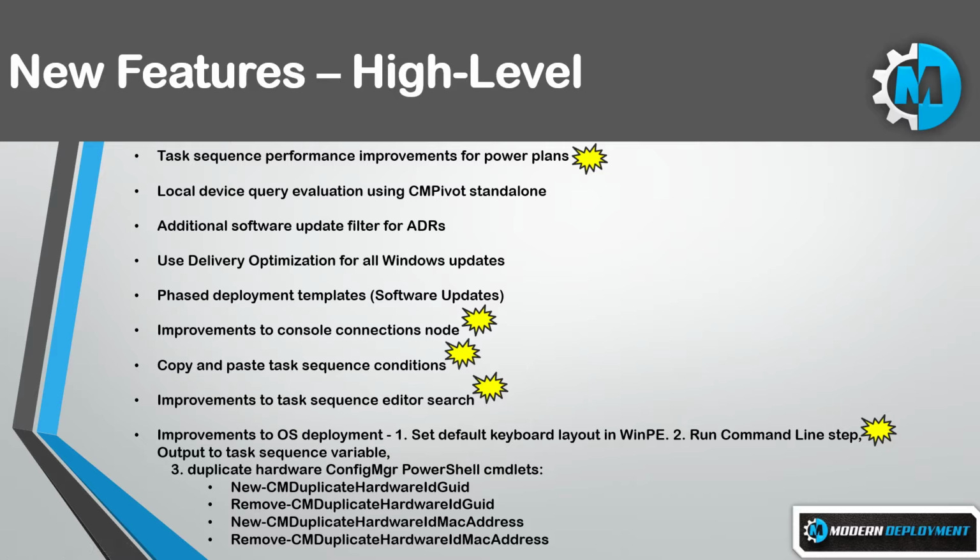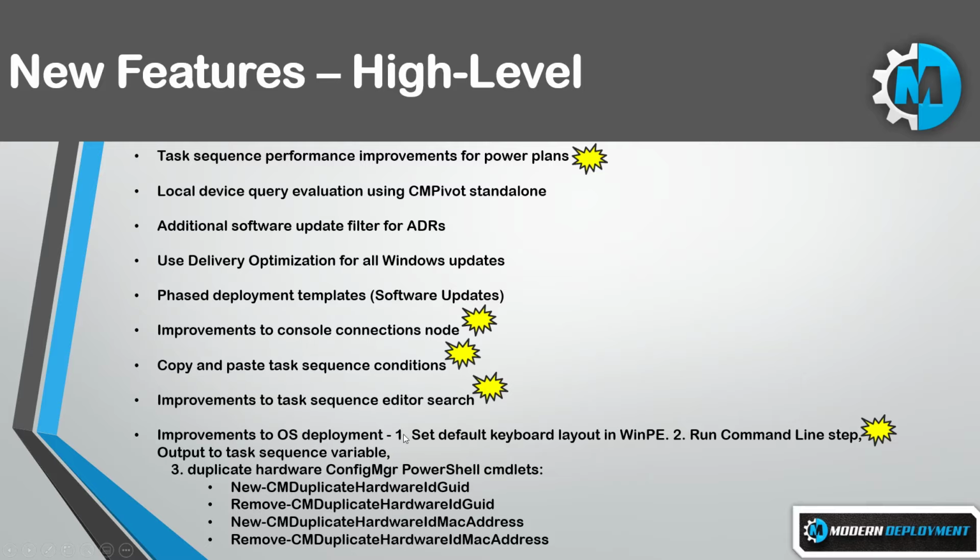There's also the ability to use delivery optimization for all Windows updates. They've also introduced phased deployment templates for software updates. So phased deployments, if you're familiar with that with task sequences, gives you the ability to deploy a certain percentage of a task sequence before it moves to another task sequence, or before it's considered successful. Improvements to console connection nodes. Also the ability to copy and paste task sequence conditions. There's also improvements to task sequence editor search.